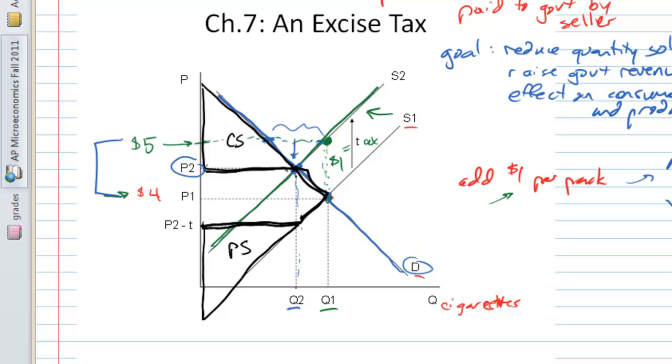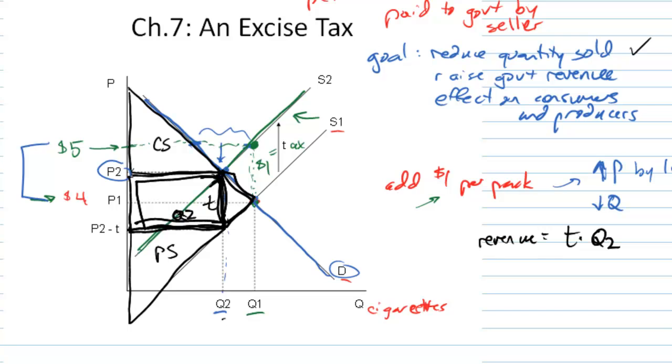So where has this gone? Well, there's a part of this that has gone to the government revenue. That part is this rectangle here. Because this vertical distance from the top to the bottom of the rectangle is the amount T, and this horizontal distance here is the amount Q2, which is the amount that producers are selling. The government is collecting $1 per pack, and the amount of packs sold is Q2. So the government revenue is equal to T times Q2, which is also the area of this rectangle here.